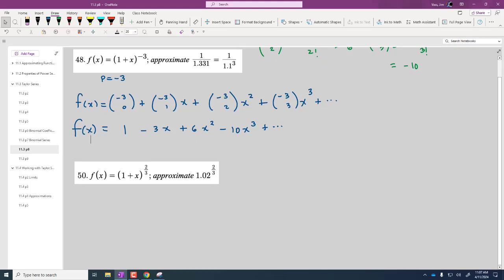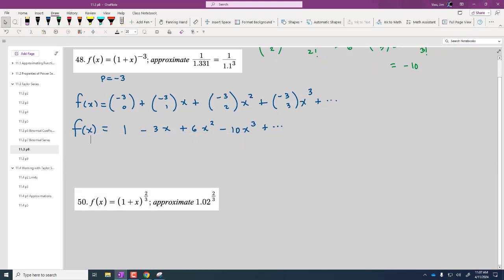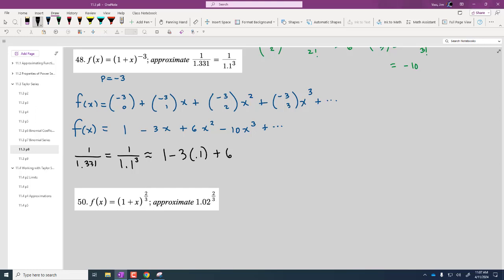Now let's say that we want this approximation. Let's go with the approximation. 1 over 1.331 is equal to 1 over 1.1 cubed. And that's going to be approximately equal to 1 plus x, that's in the denominator, right? So what is x in this case? 0.1. So it's going to be approximately equal to 1 minus 3 times 0.1 plus 6 times 0.1 squared minus 10 times 0.1 cubed.